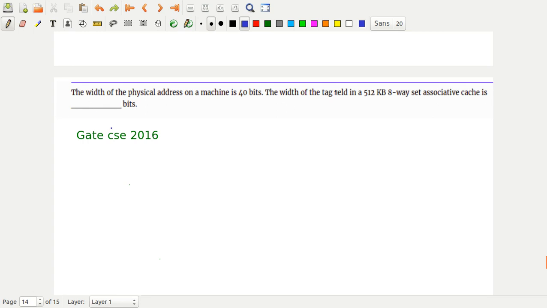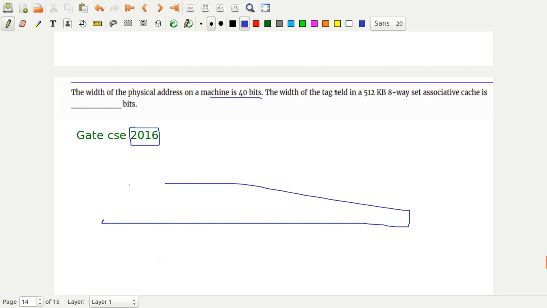This question came in GATE Computer Science 2016. So we will solve this question. The width of physical address on a machine is 40 bits. So a machine has a physical address with 40 bits. So physical address width is 40 bits.